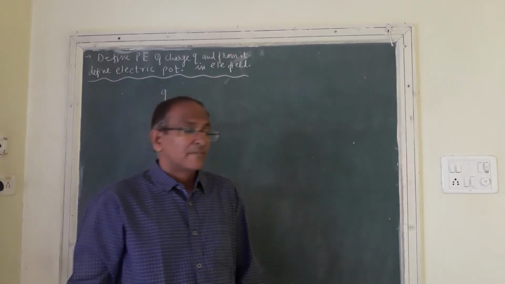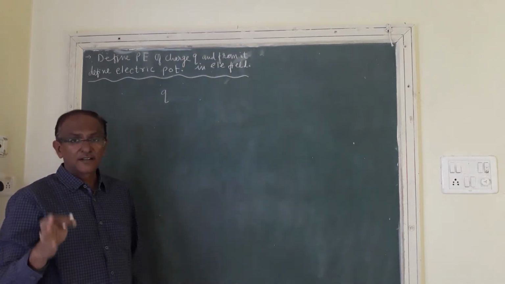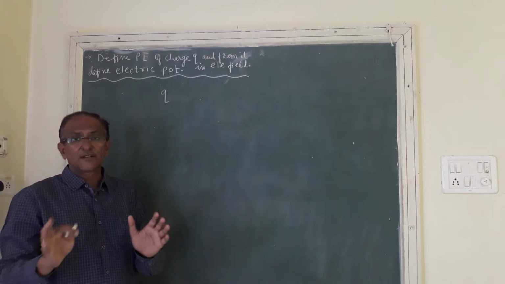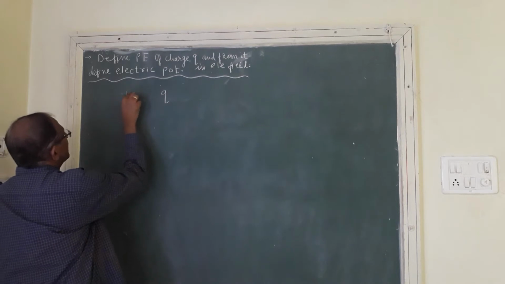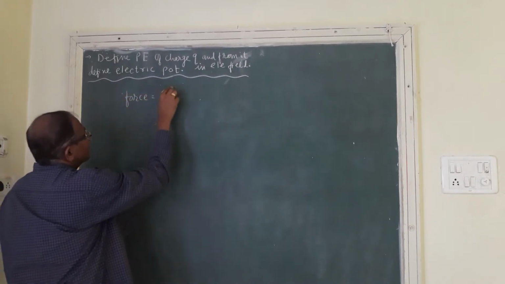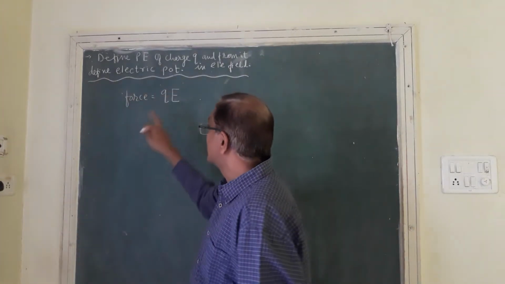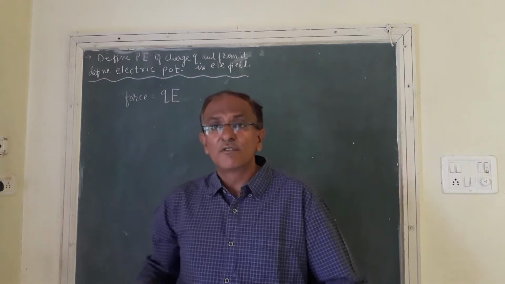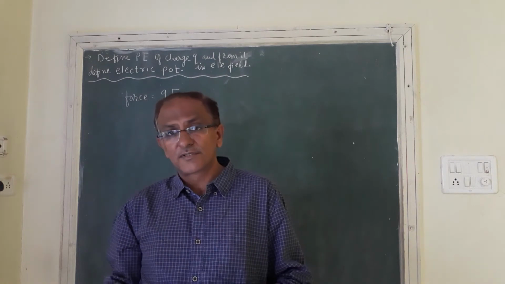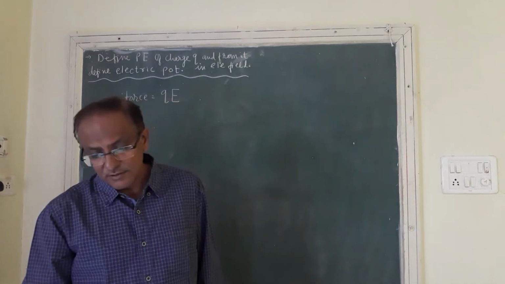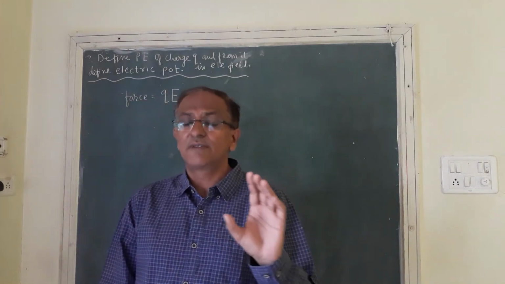Okay. Now, if you have this charge q and there is an electric field E, which is produced by some static charge configuration, then as you know, force is equal to Q into E. So this force is directly proportional to charge Q. The more the charge which you are taking from one point to the other, the more the force will be. So this is the force which is acting on the charge Q when you are taking it from one point to the other.